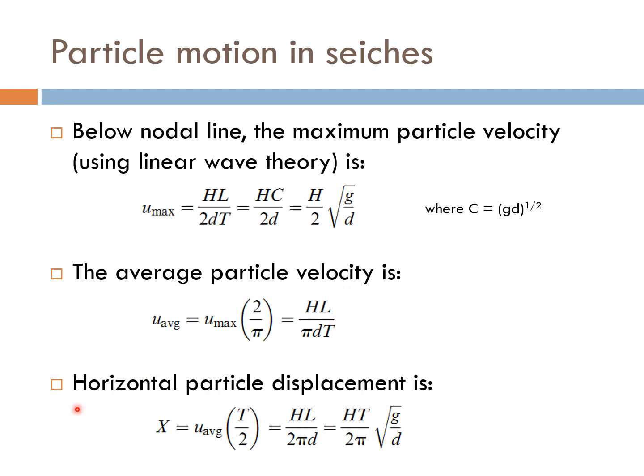And one of the important aspects that we mentioned just now is the horizontal displacement. The horizontal particle displacement x can be given by u average multiplied by half of the oscillation period. And so again, if we substitute from the expression above, these are the different expressions that we can write for the value of x.